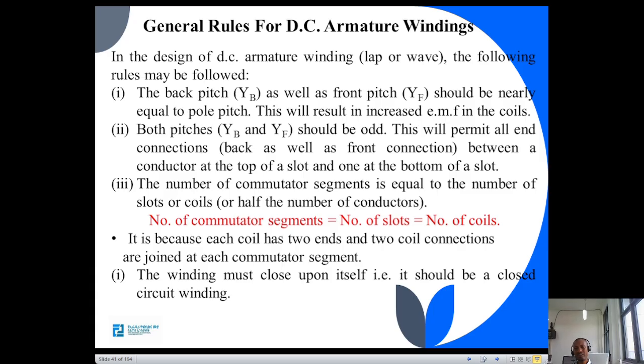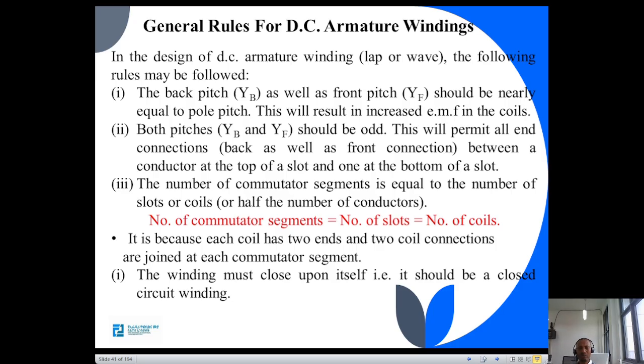And the third point, the number of commutator segments is equal to the number of slots or coils. That is, the number of commutator segments should equal the number of slots, and that should also equal the number of coils. This is because each coil has two ends and two coil connections are joined at each commutator segment. There has to be equality so that they can be connected to each other.